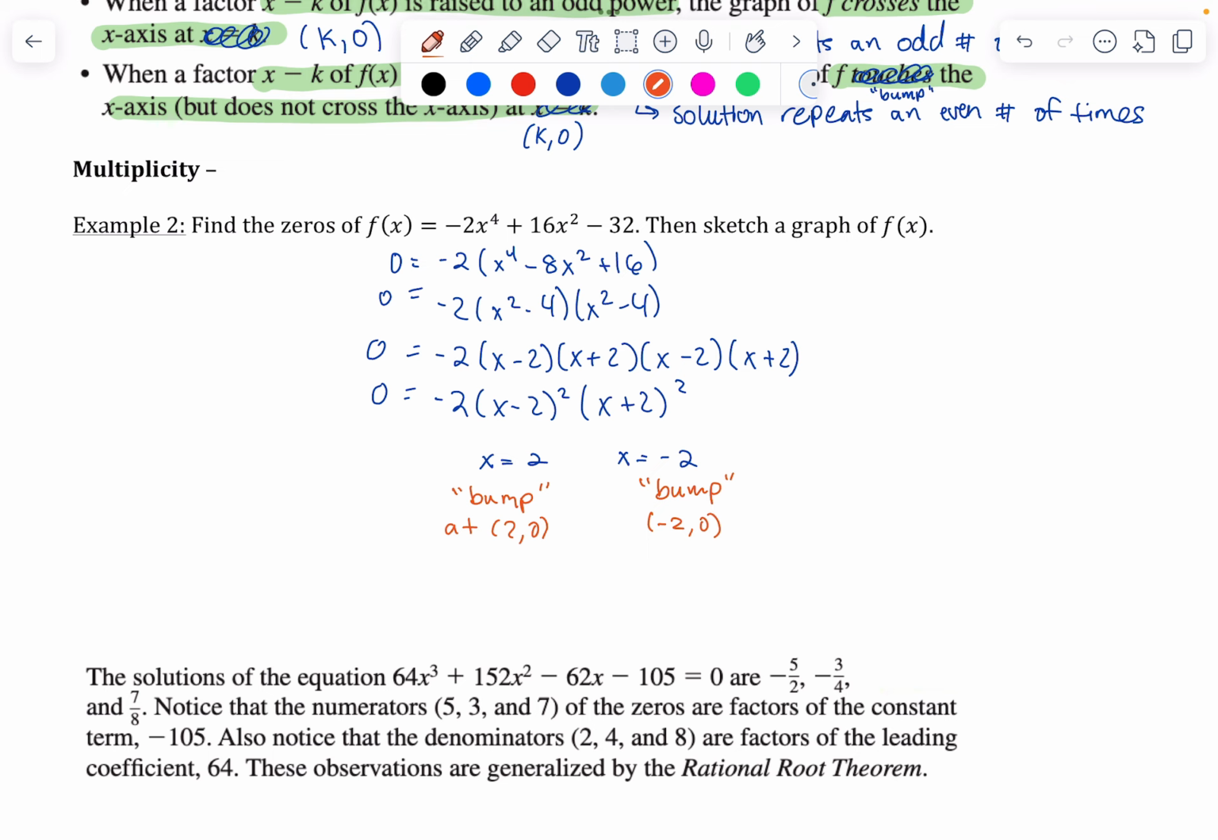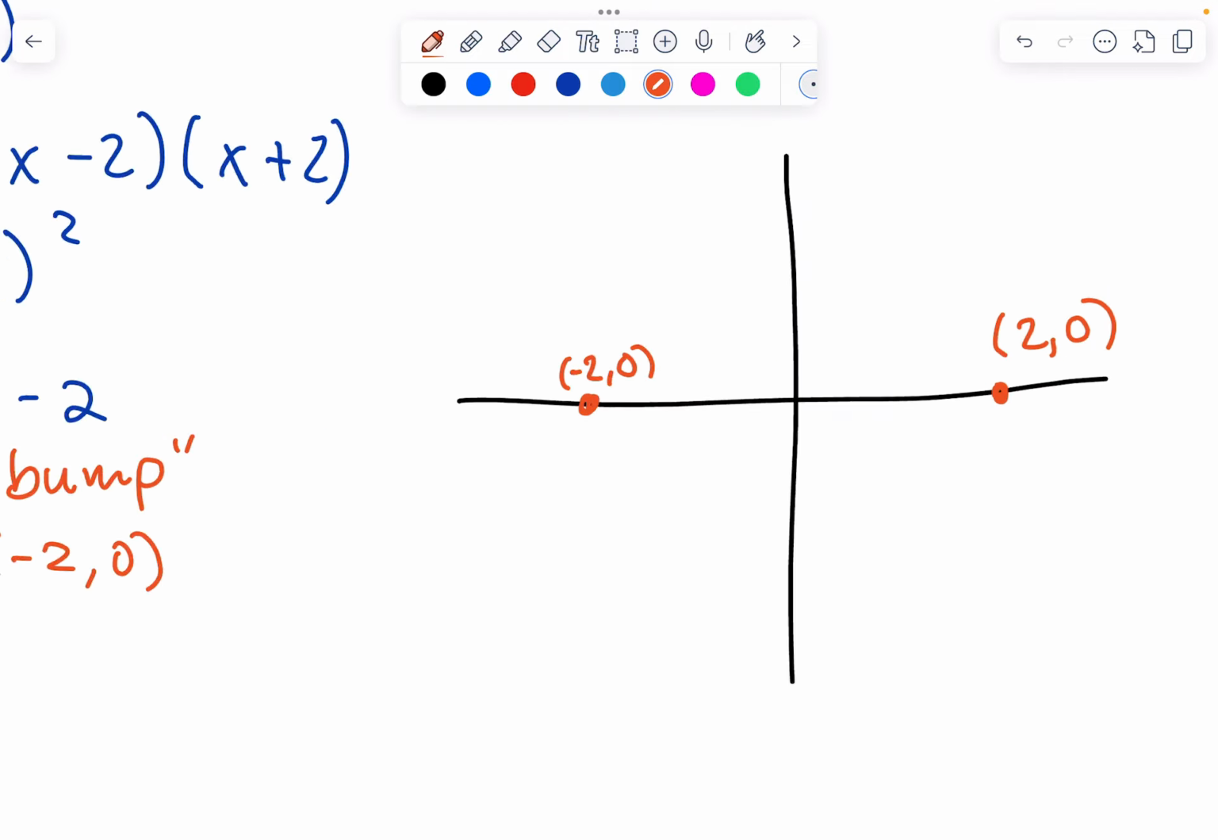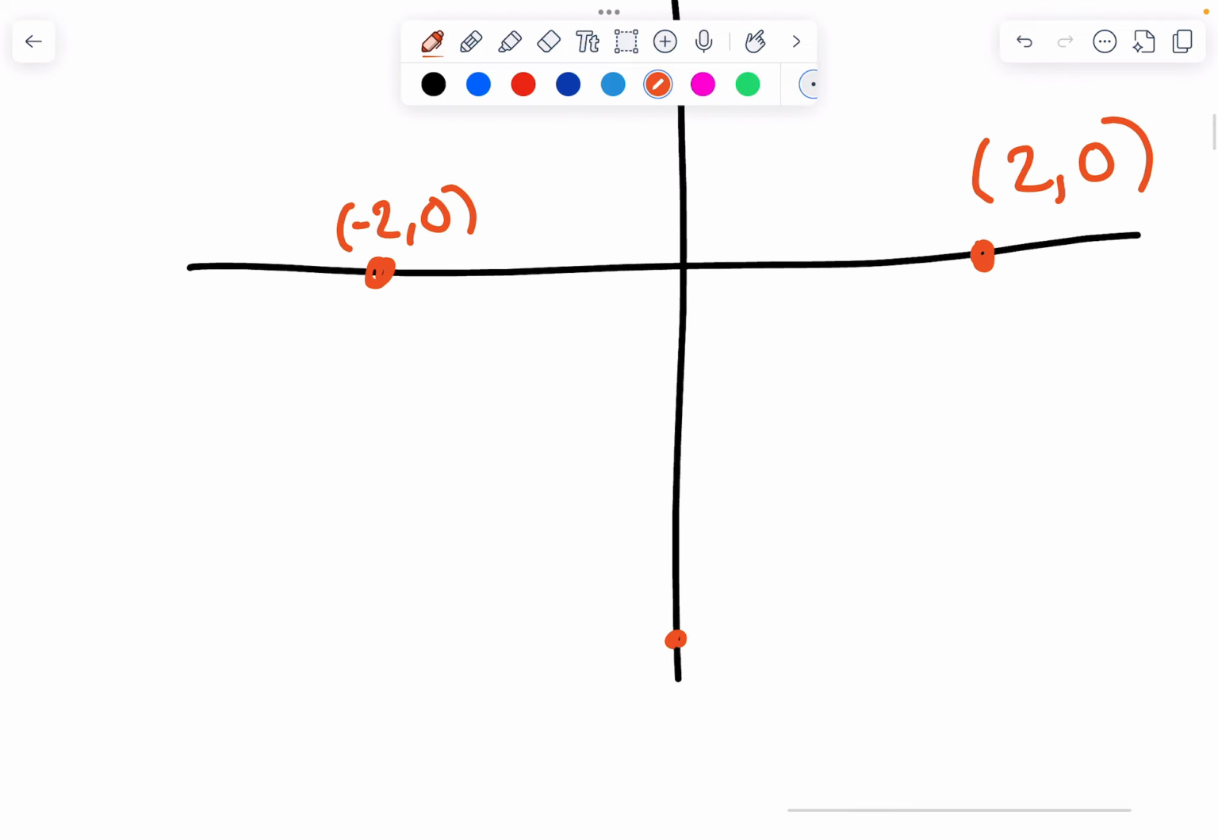So now let's sketch the graph. Again, it's not meant to be perfect, just a rough sketch. We have x-intercepts of negative 2, 0, and 2, 0. In this case, we have a y-intercept of negative 32, so somewhere down here.